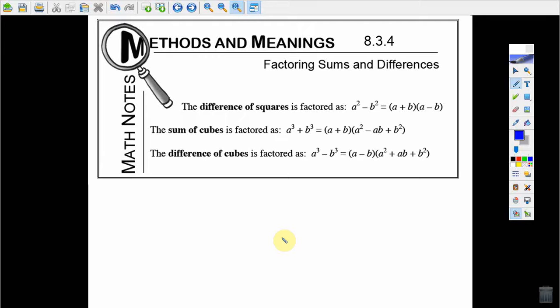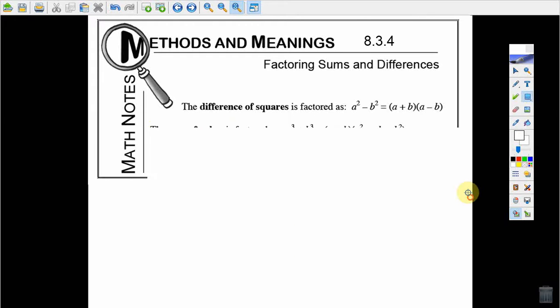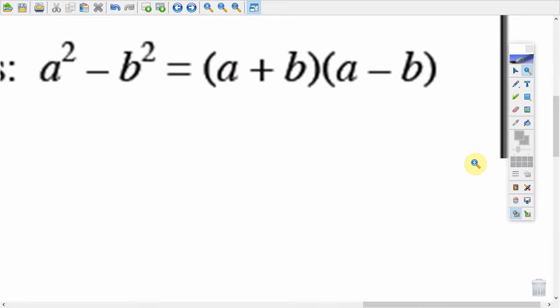Right now I'd recommend you go ahead and pause the video and write down these three equations and come back once you have those written down. Alright, now that you're back, let's take a look at some examples from each of these. So, difference of squares. Let's do a little example.